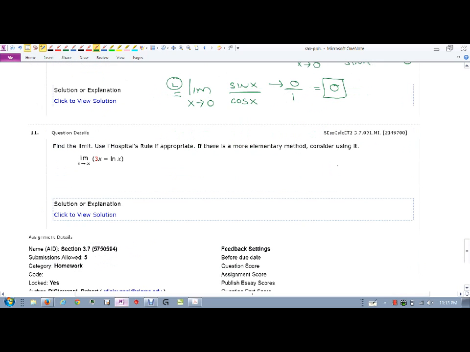Okay, last one. Find the limit. Use L'Hopital's rule or something else. So x goes to infinity of 3x minus natural log x.